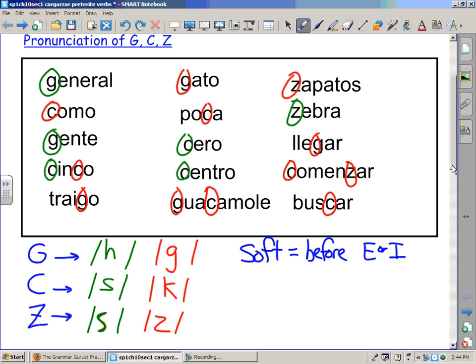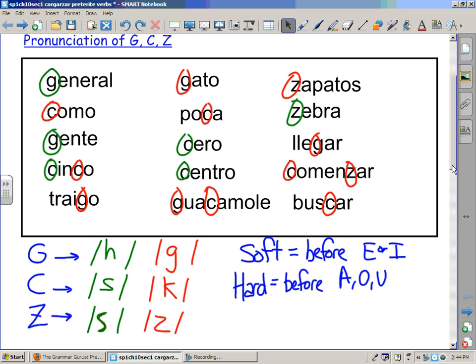C and G are hard before A, O, or U. And you guys are geniuses, basically, because that's right. Okay? And if you look up here, you can see that's the way it works.